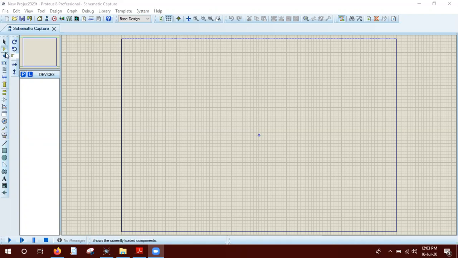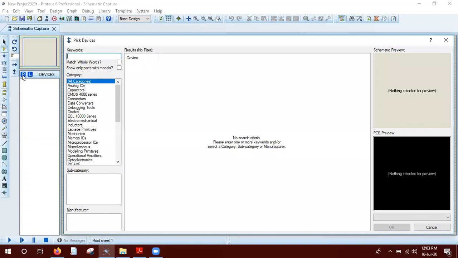Okay, first of all, we need to go to the component mode. At the top left side, you see the second symbol is the component mode. In the component mode, after clicking that, you go to the P. P means the pick device.